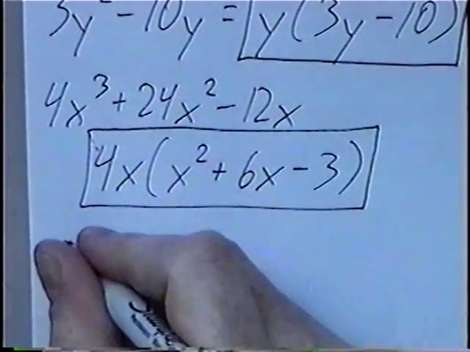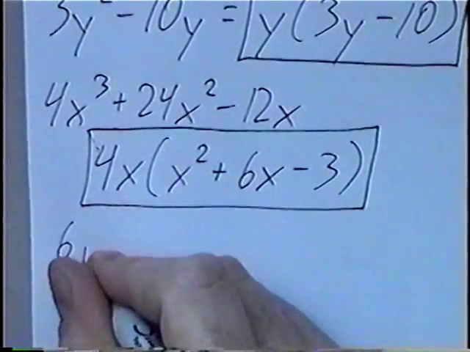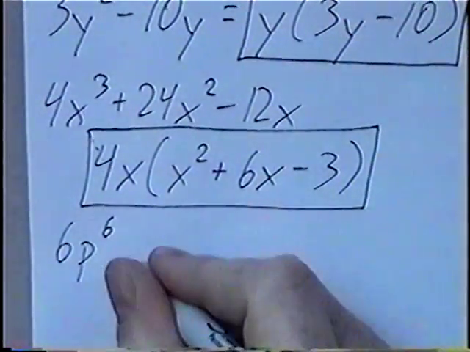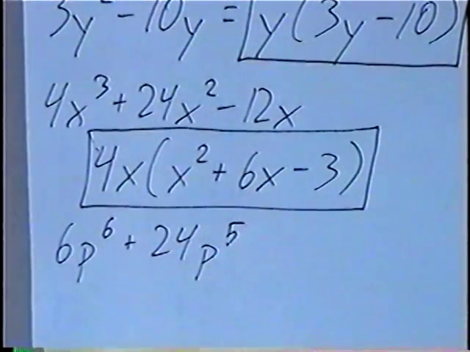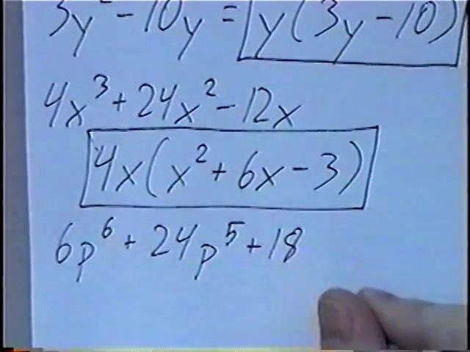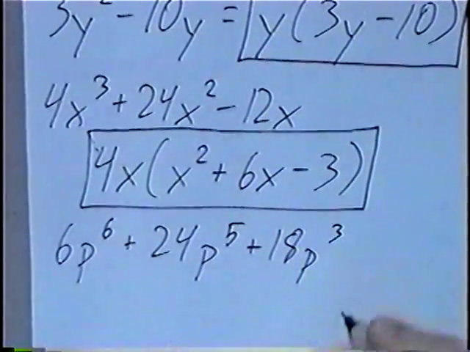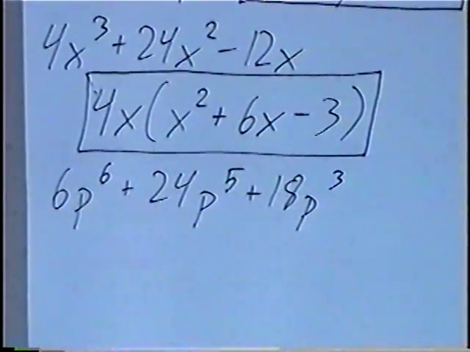And last question for the section, 6p to the 6th power plus 24p to the 5th power plus 18p to the 3rd power. Again, we have a trinomial with three numbers or three terms.